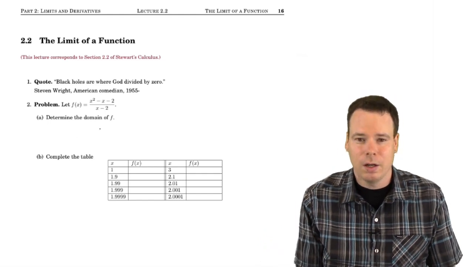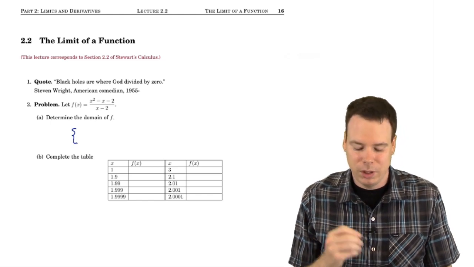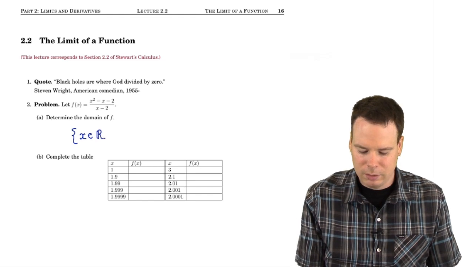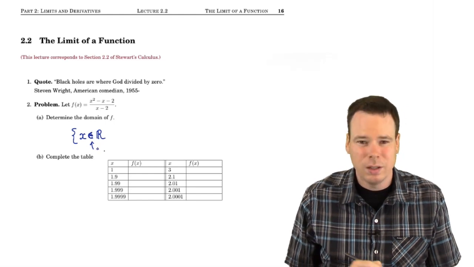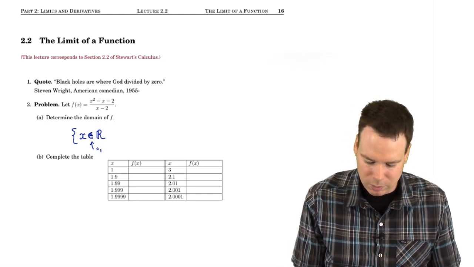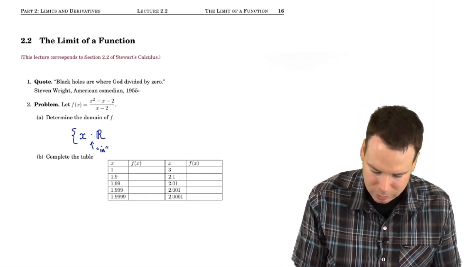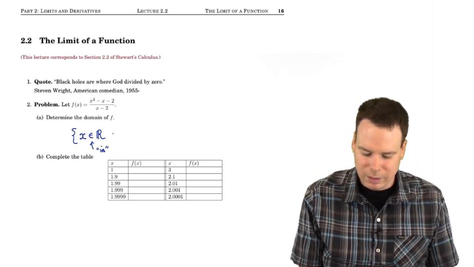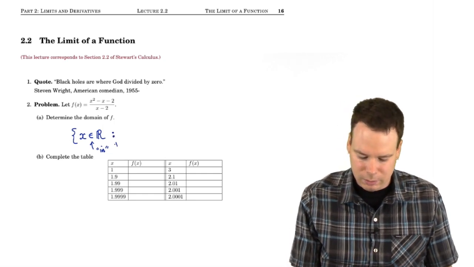So the domain of our function f in this case would be the set of all real numbers excluding 2. We can write that using set builder notation as x, and this little symbol here looks like a backwards E. It means element of, or in short, you can just read it as in. So let me rewrite it so it's a little bit more clear. Looks like that.